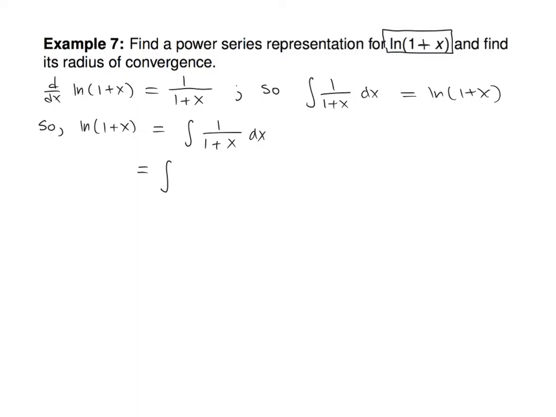Can you write that 1 over 1 plus x as a geometric series? 1 over 1 minus negative x? Yeah, so your a is 1 and your r is, you have it right, just tell me, negative x? Negative x. So the integral of the sum of negative x to the n dx. You buy that?